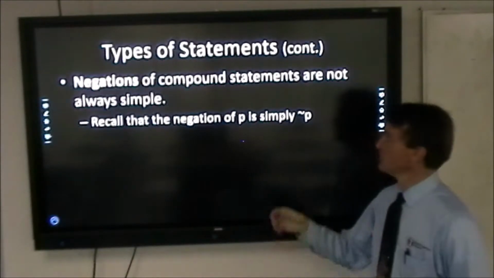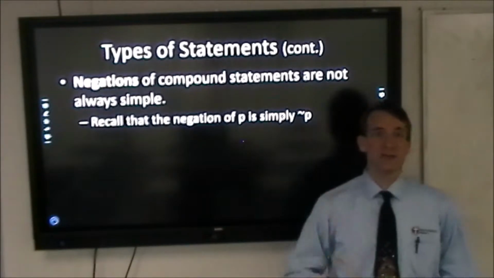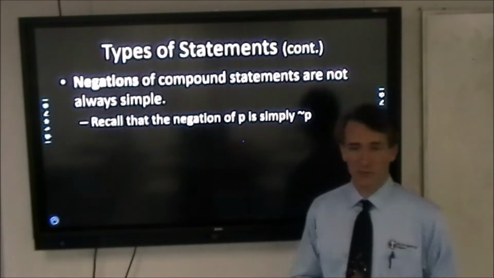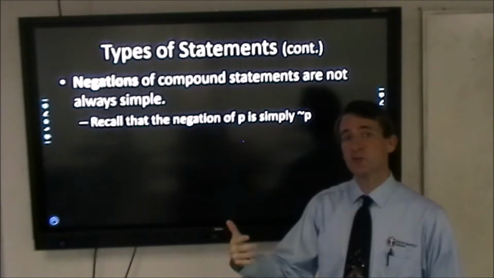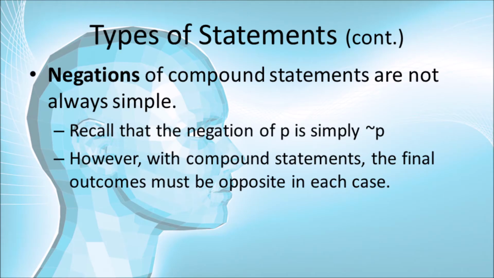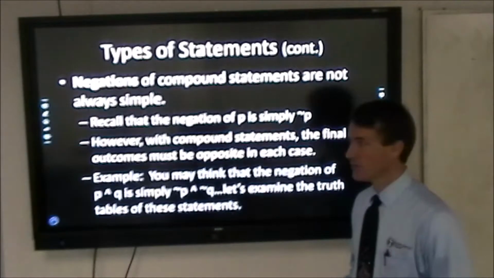Negations of compound statements are not always easy to figure out. You would think, for instance, that the negation of P would simply be the negation of P. So for simple statements, that is true. But for compound statements, the final outcomes have to be exactly the opposite in each case. So if I have a truth table that is true, true, false, false, then the negation of that particular table would have to be false, false, true, true. Exactly the opposite outcomes in my final column.